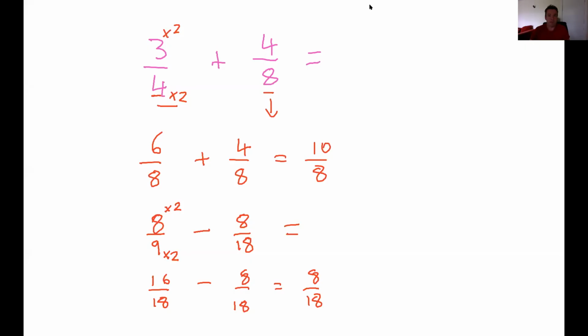Harder still is when we have different denominators but they're not in the same number family, so we can't just multiply one to match the other. That is a bit more tricky. So let's have a look at a couple of examples of those and see what we do. Let's just clear that. So let's imagine that we've got thirds and fifths, for example.